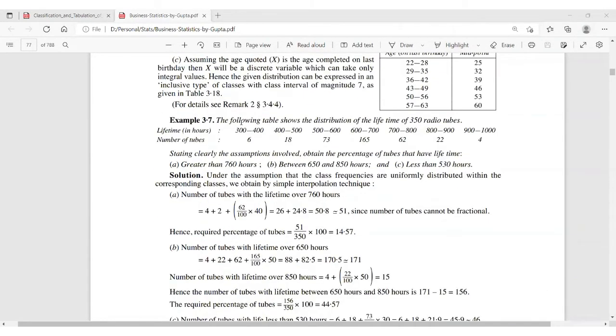The following table shows the distribution of the lifetime of 350 radio tubes. Lifetime is given in number of tubes. Stating clearly the assumption involved, obtain the percentage of tubes that have a lifetime greater than 760 hours, between 650 and 850, and less than 530 hours.